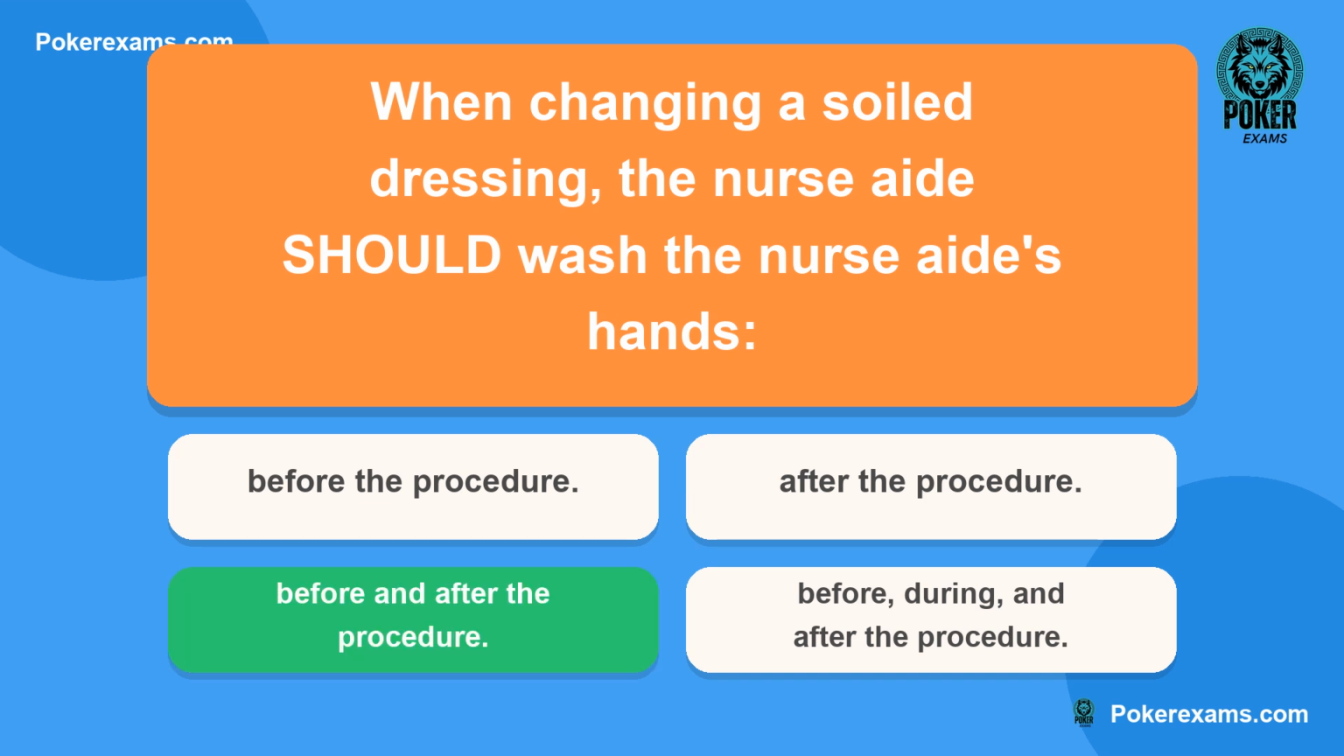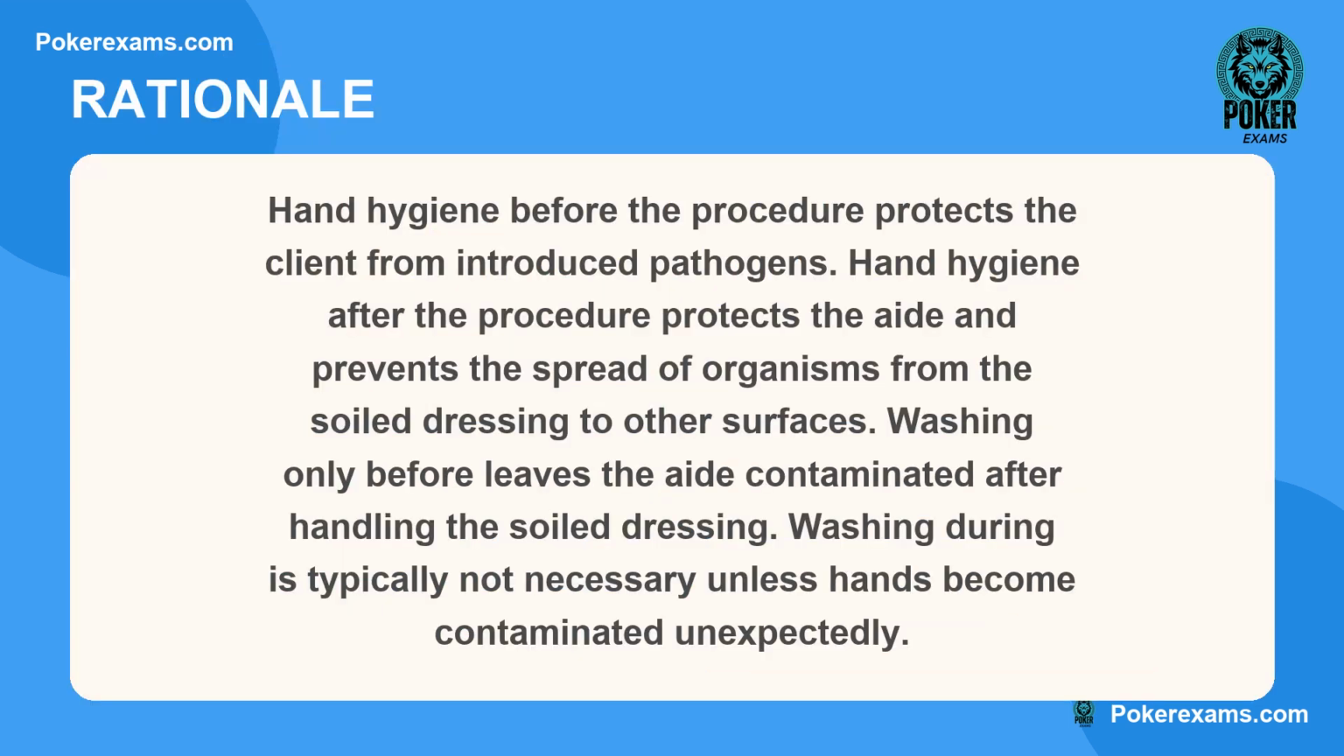The correct answer is C. Here is why. Hand hygiene before the procedure protects the client from introduced pathogens. Hand hygiene after the procedure protects the aide and prevents the spread of organisms from the soiled dressing to other surfaces. Washing only before leaves the aide contaminated after handling the soiled dressing. Washing during is typically not necessary unless hands become contaminated unexpectedly.